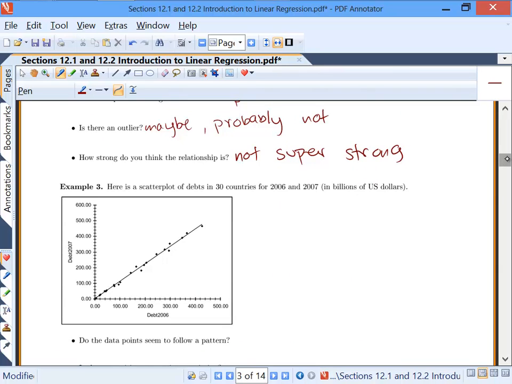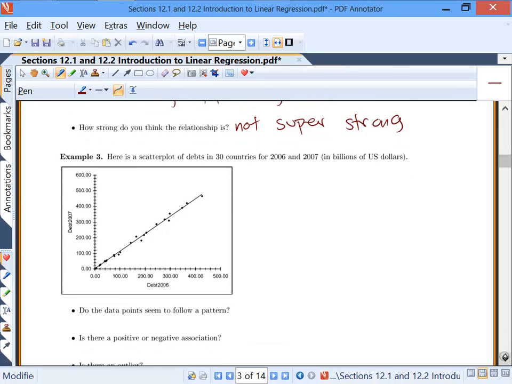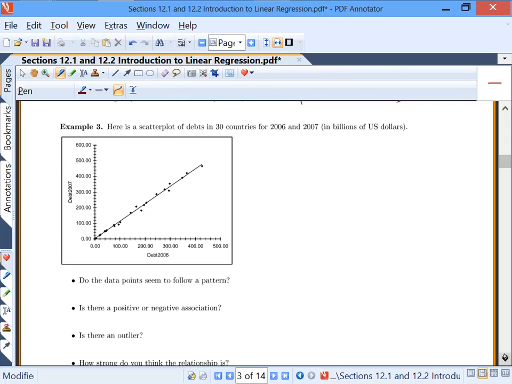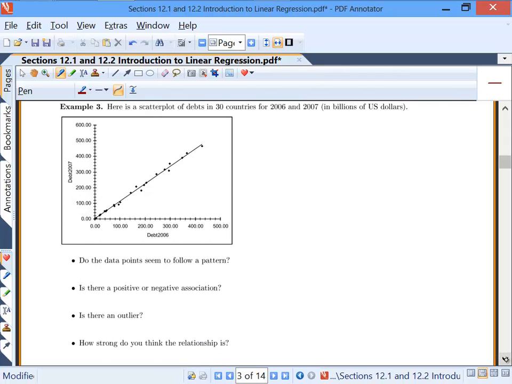So for this next one, here's our scatter plot of debts for 30 countries in 2006 and 2007. For each country, you just measure their debt in 2006 and the debt in 2007. Would you expect the debt in those years to be pretty highly correlated? If you have a debt in 2006, your debt shouldn't change that much from 2006 to 2007. And just like you might expect, it looks like our relationship is pretty strong. Those points are pretty close to the line. It does seem to be linear, and it looks like it is going up, so it would be positive.